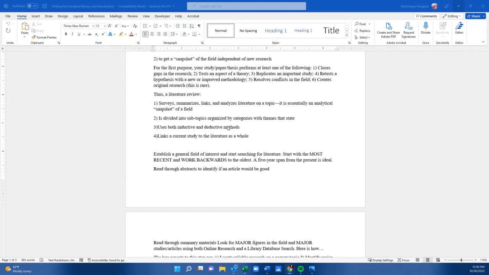So a lit review pretty much summarizes, links, and analyzes literature on a topic. It's essentially an analytical snapshot of a field or a topic. It links the current study to the literature as a whole. Yes, we do look at the inductive and deductive methods that are used within the research. We look at how to link certain research projects and certain references together. But overall, you need to also show how this lit review links into your study.